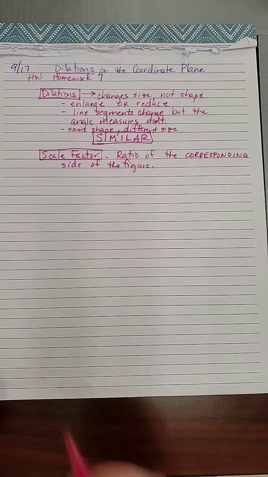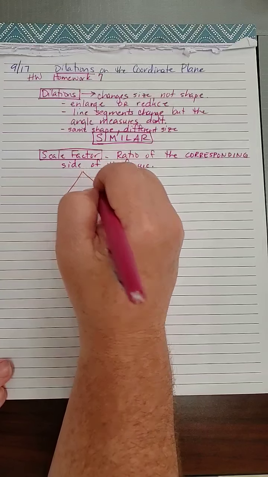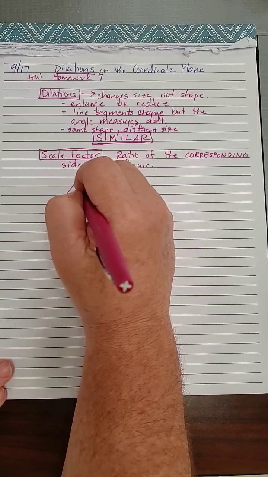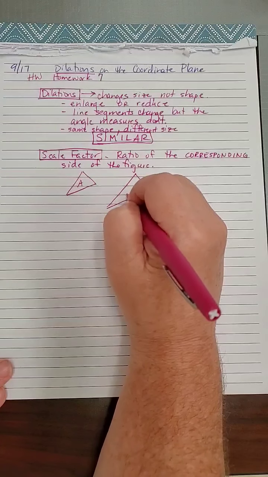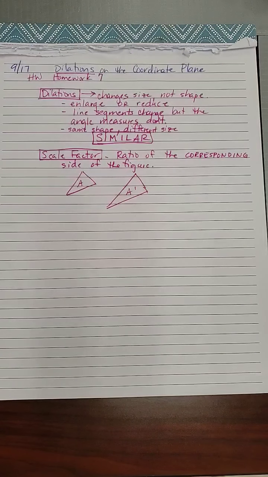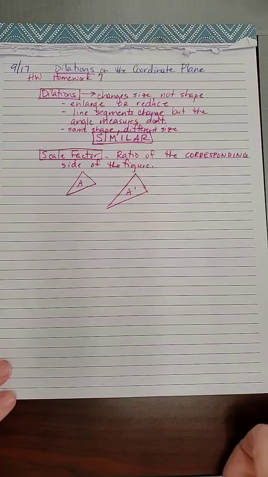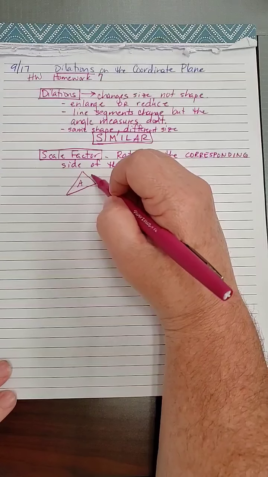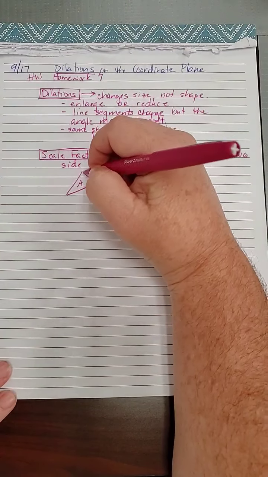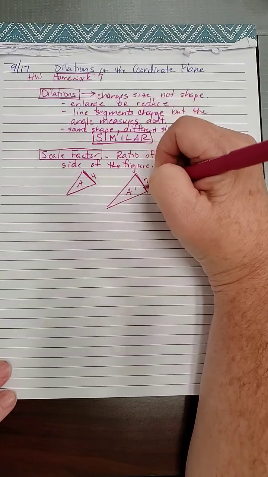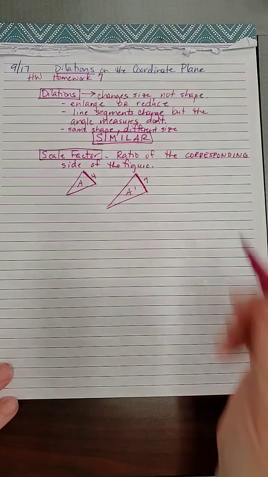So we pick any two sides that correspond. So this is A, and this is A prime. As we can see, that's an enlargement. So when we're choosing corresponding sides, let's say this one is 4 and this one is 7, then I can choose these sides because they are in the same place on the figure.